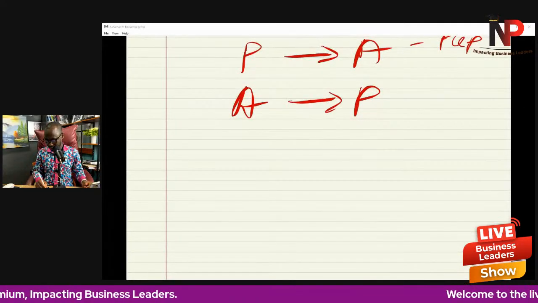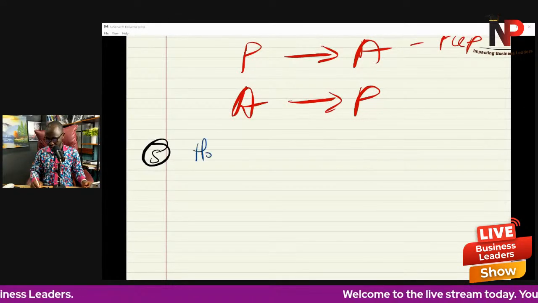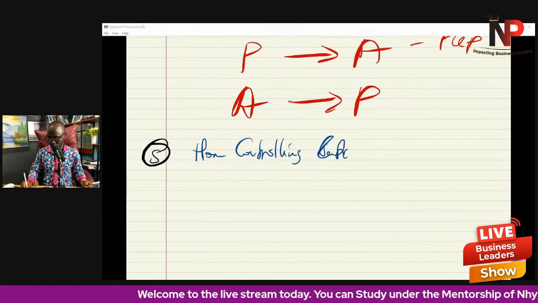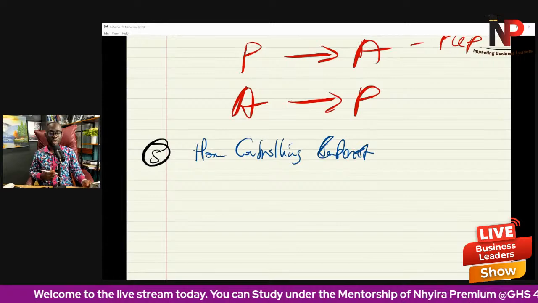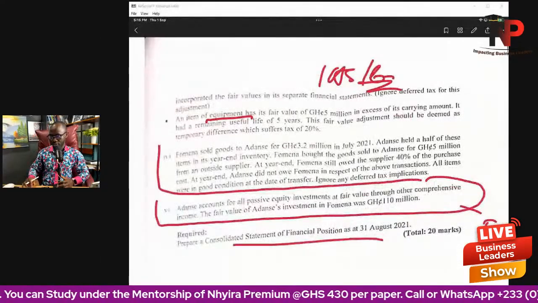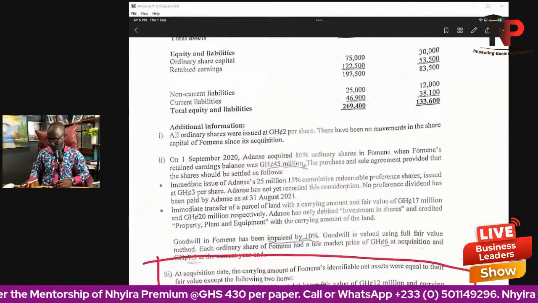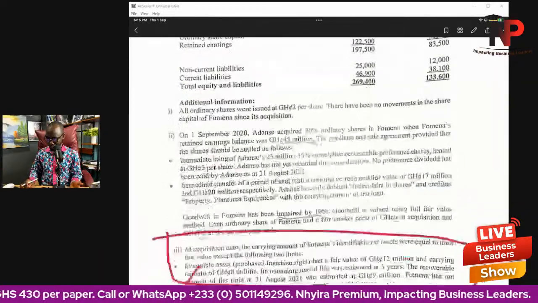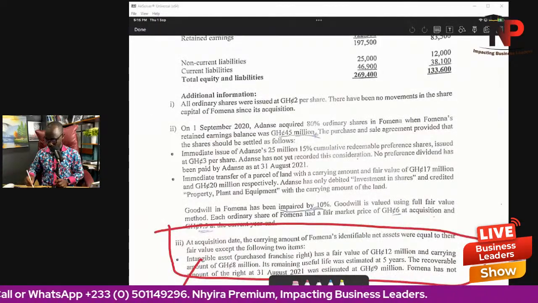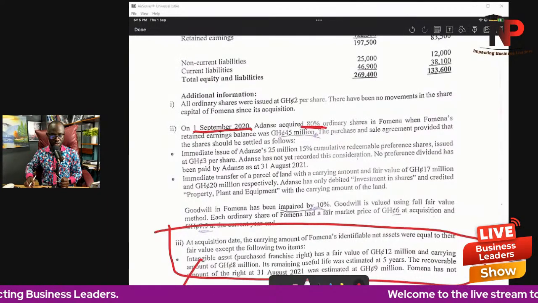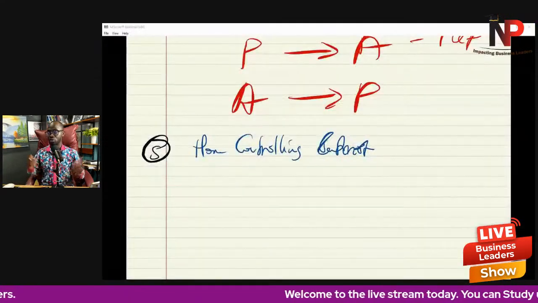Number 5, generally, will be the non-controlling interest. The reason is that sometimes the company doesn't own 100% of the subsidiary. Hence, there will be some non-controlling interest. So, for instance, if you look at this question, it says, on 1st September 2020, Adanse acquired 80% of the ordinary shares. Okay, so it means the non-controlling interest is 20%.